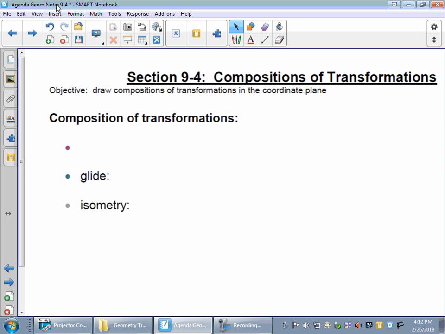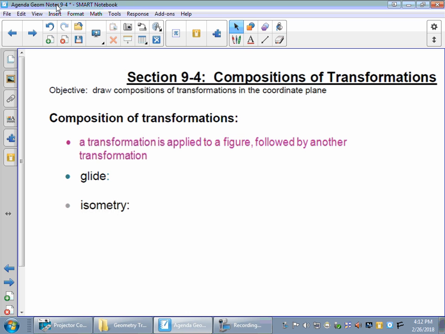Today we are going to be working with compositions of transformations. What that actually means is that we are doing nothing new today. All we're doing is two different transformations on the same thing. So in other words, compositions of transformations is when a transformation is applied to a figure followed by another transformation.